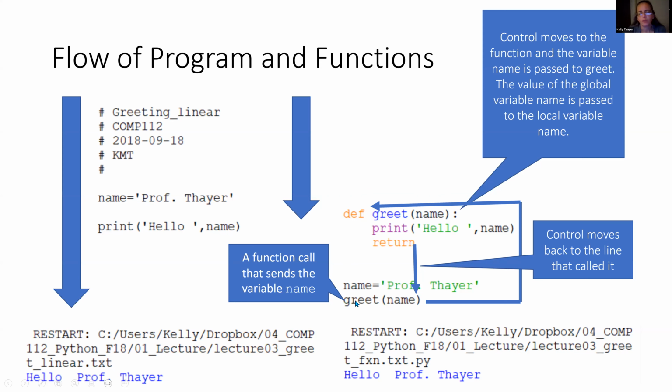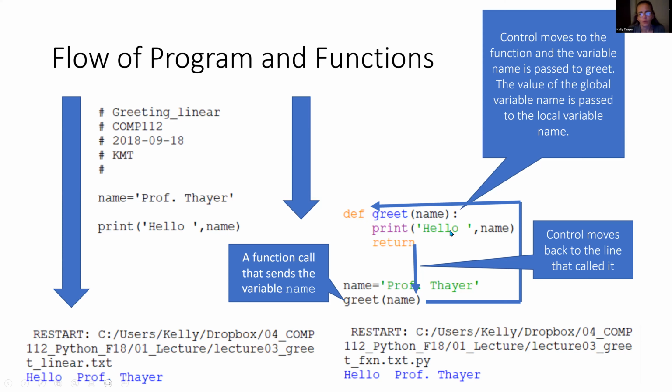And now the control proceeds from here back up to the def line. So it's going to go here. And now it's going to do an implicit variable assignment. Name is getting the value of name here. Notice we do have shadowing here because we have the global name and we also have the local name, which so happens to also be an input parameter. So here we're going to have a variable assignment of name, which gets Professor Thayer from this name here.